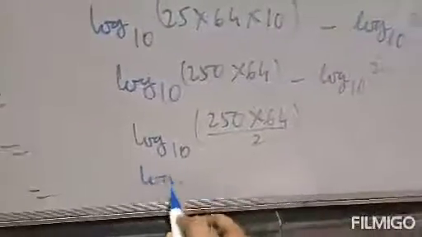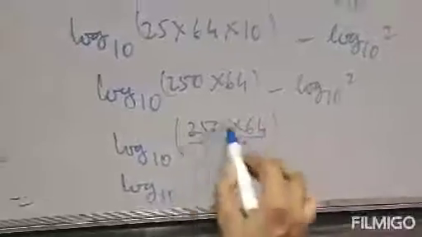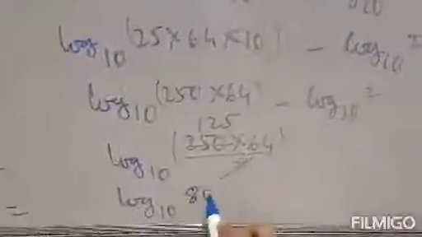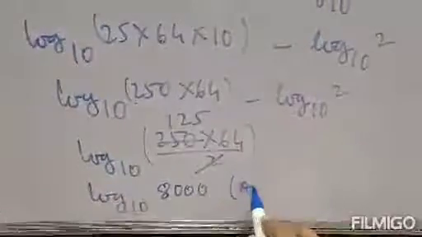That means log base 10 of 125 into 64. If you multiply 125 into 64, your answer would be 8000. Log base 10 of 8000, this is the answer. Clear? So your answer will be log base 10 of 8000. Next.